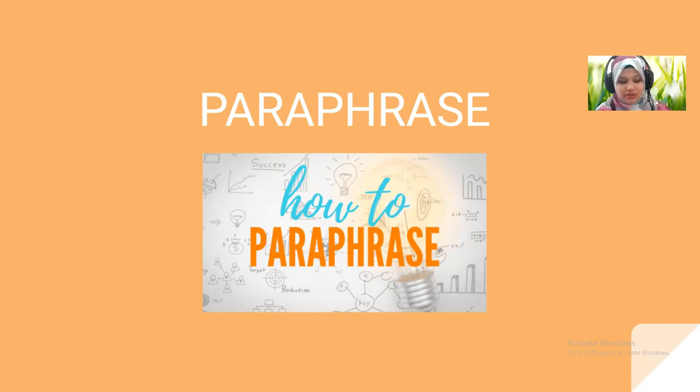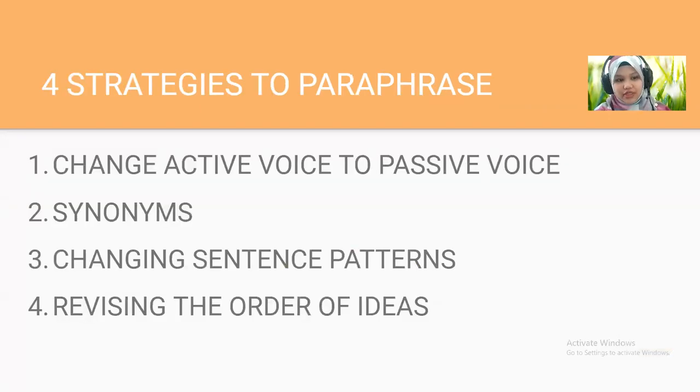So you know that plagiarizing is a serious action, a serious offense, especially in university. Now there are four strategies for you to paraphrase, which is you change the sentence into your own word. That is paraphrasing without changing the meaning of the idea. So there are four strategies to paraphrase. First is change active voice to passive voice. Second, synonyms. Three, changing sentence patterns. Four, revising the order of ideas. So there are four strategies.